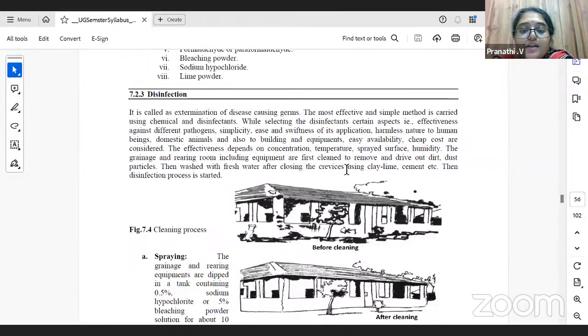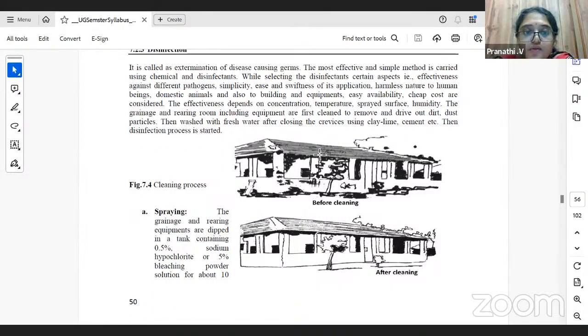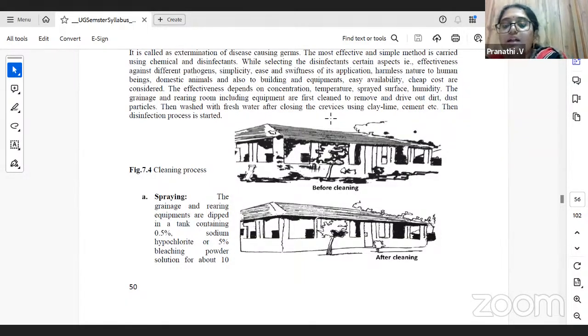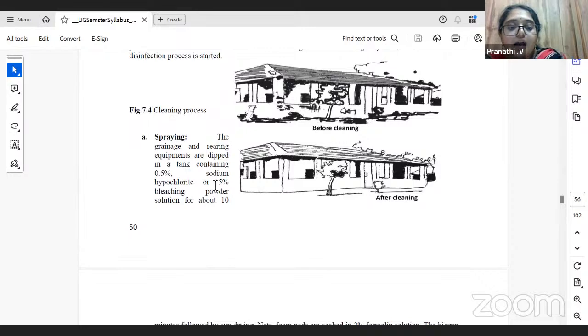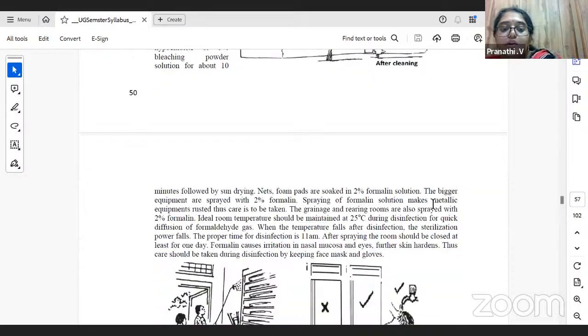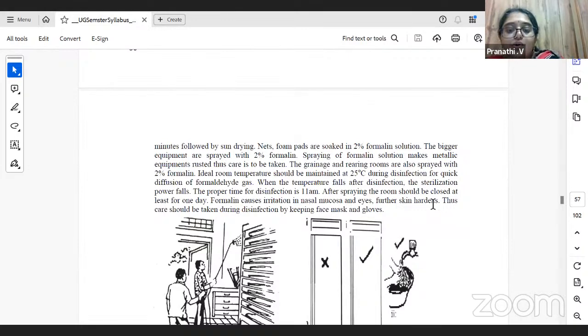And then you see that the effectiveness of this disinfection depends upon the concentration, temperature, where it is being sprayed, the humidity, the drainage, rearing room, including the equipment. And they're all first cleaned to remove the dirt, dust particles, then fresh water. Then you use clay, lime, cement, etc. Now spraying is also done. Again, 0.5% sodium hypochlorite, 5% bleaching solution for about 10 minutes. Then you're going to dry them.